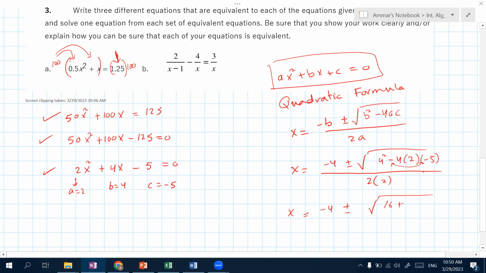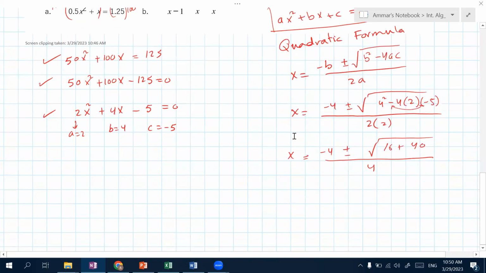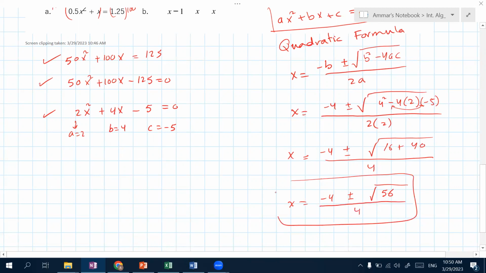4 times 2 times 5, that's 40, divided by 4. So x is negative 4 plus or minus the square root of 56, divided by 4. So these are the solutions of this equation. We can find approximately what these numbers are with a calculator.